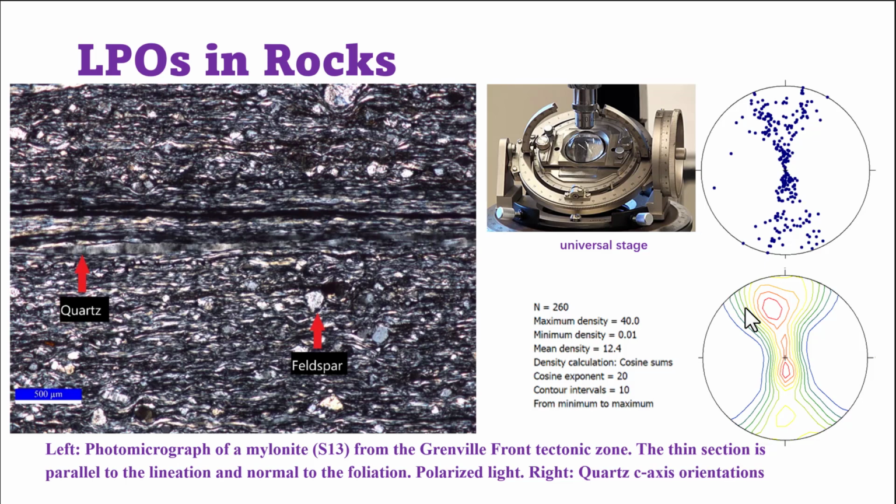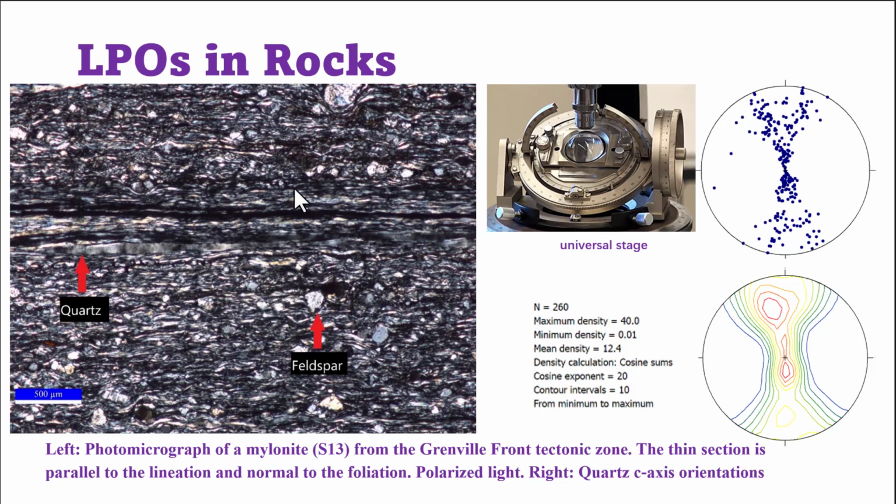LPOs, on the other hand, are not directly visible. On the left here is a quartz feldspar mylonite from the Grenville Front tectonic zone. The thin section was cut parallel to the stretching lineation and perpendicular to the foliation. The shape fabric is very clear on this image. However, the lattice preferred orientation in quartz must be measured separately.